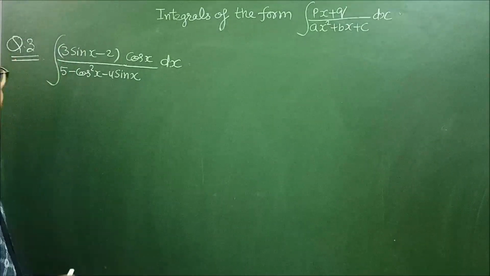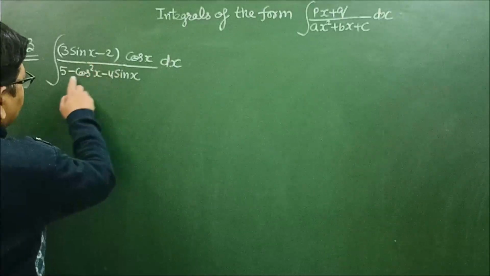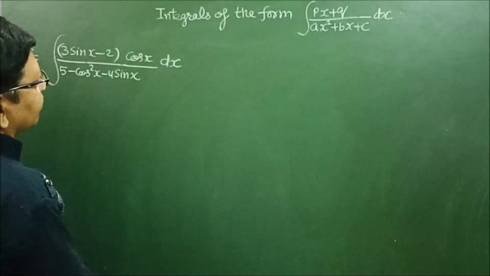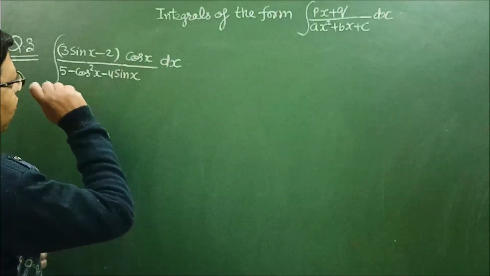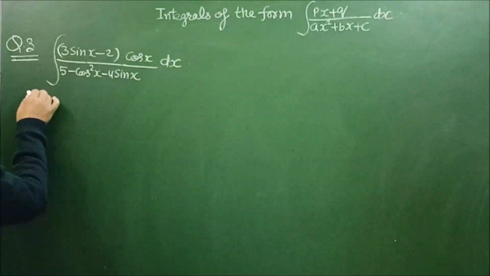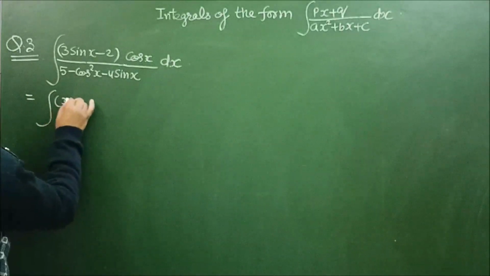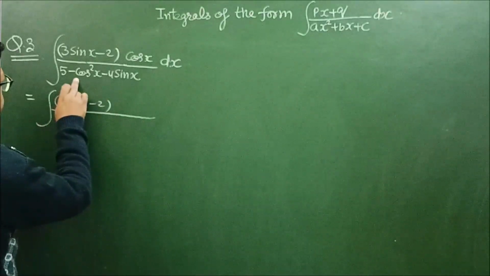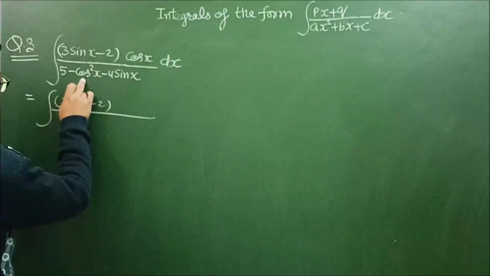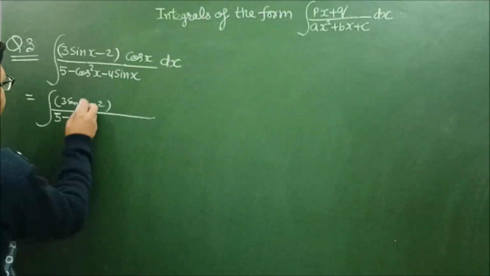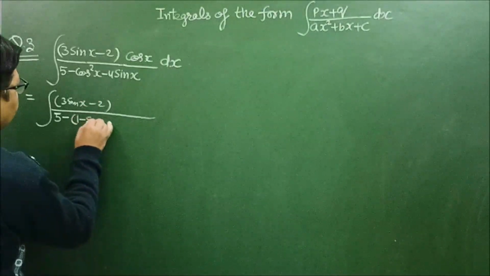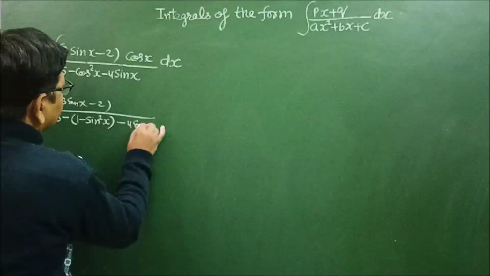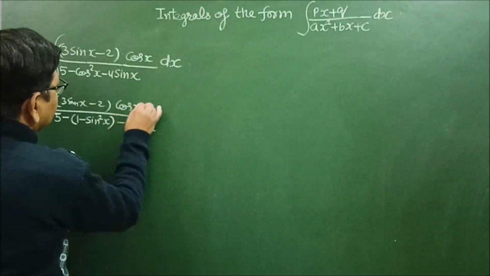Next question, find the integral of (3 sin x − 2) upon (5 − cos² x − 4 sin x) into cos x dx. Now this integral is not in this form right now. So first, let us convert it into the quadratic form in sin x. So 5 minus cos² x is equal to 1 minus sin² x... 4 sin x cos x dx.